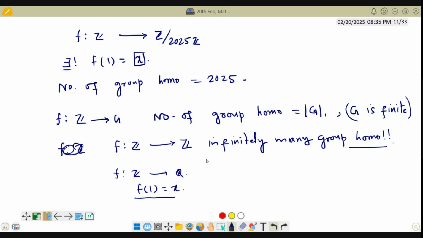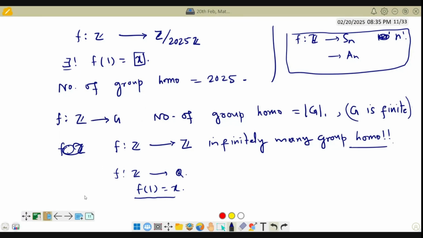Whatever I discussed, you can make it into several MCQs. Like in an exam, they can ask you that from Z to Sn, the number of group homomorphisms is n factorial, or Z to An. So you can construct lots of MCQs, MSQs, whatever you want.